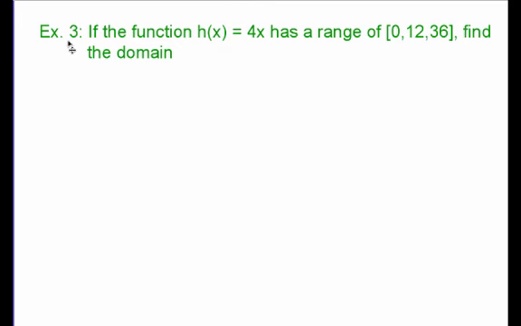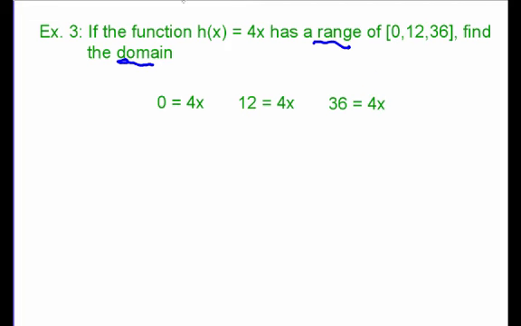So this one is similar to the last one, but it's a little different. In this one, they're giving us the range and asking us to find the domain. So instead of plugging these numbers in for x, we're actually going to plug them in for h of x because they're the y values. So instead of writing h of x equals 4x, I'm going to say 0 equals 4x, 12 equals 4x, and 36 equals 4x.